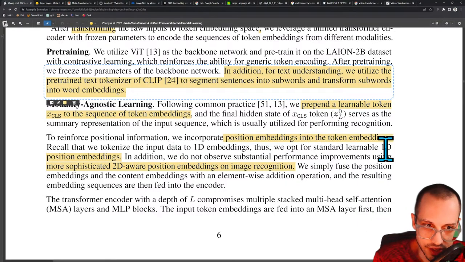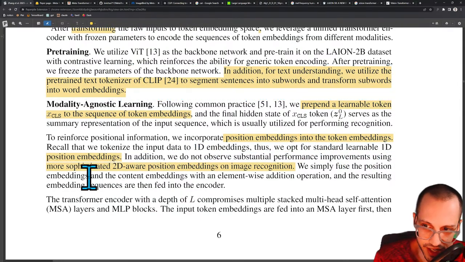So interesting here, they say that they do not observe substantial performance improvements using more sophisticated 2D aware position embeddings, which is a little sketch to me. That means that whatever task they're doing is maybe not hard enough. We simply fuse the position embeddings and the content embeddings with an element-wise addition operator, and the resulting embedding sequences are fed into the encoder.